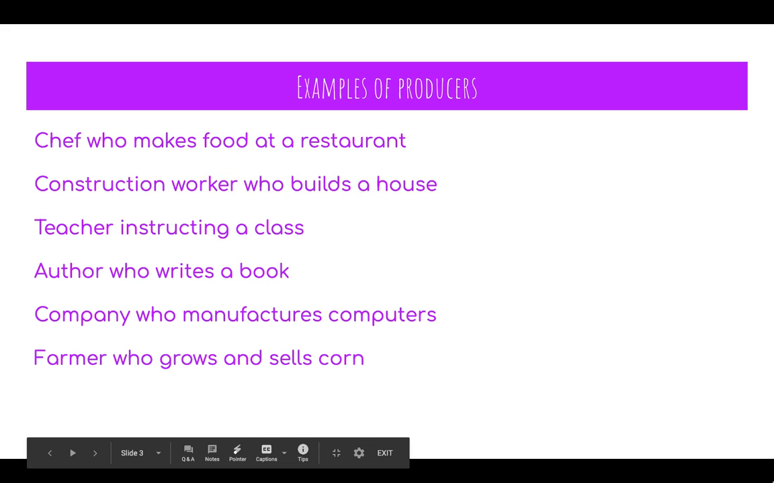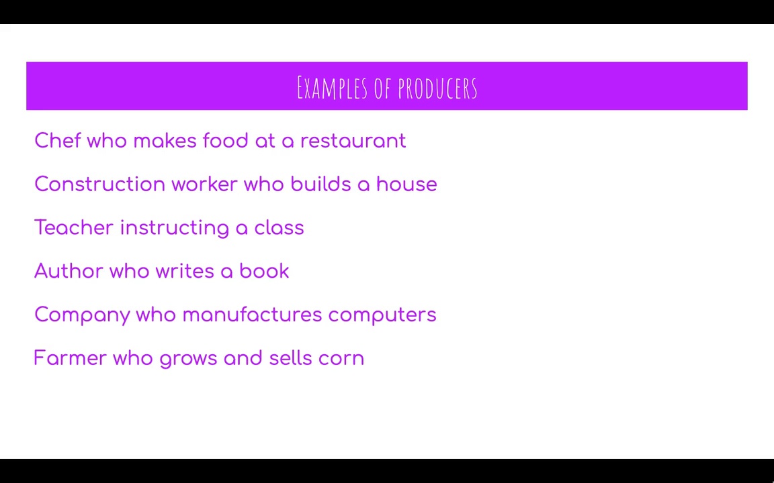Some examples of producers are a chef who makes food at a restaurant, a construction worker who builds a house, a teacher instructing a class, an author who writes a book, a company who manufactures computers, and a farmer who grows and sells corn. So these are all examples of people who produce a good, a product, or a service. So if you're producing something, you're making or doing.